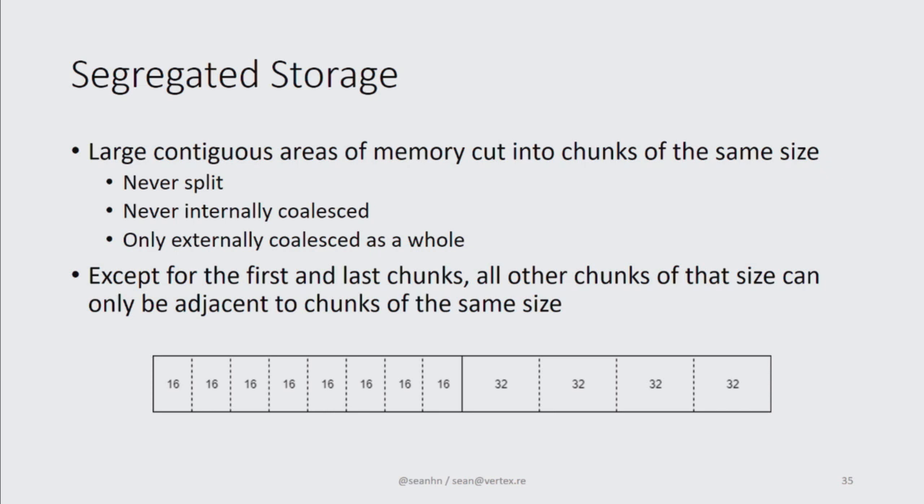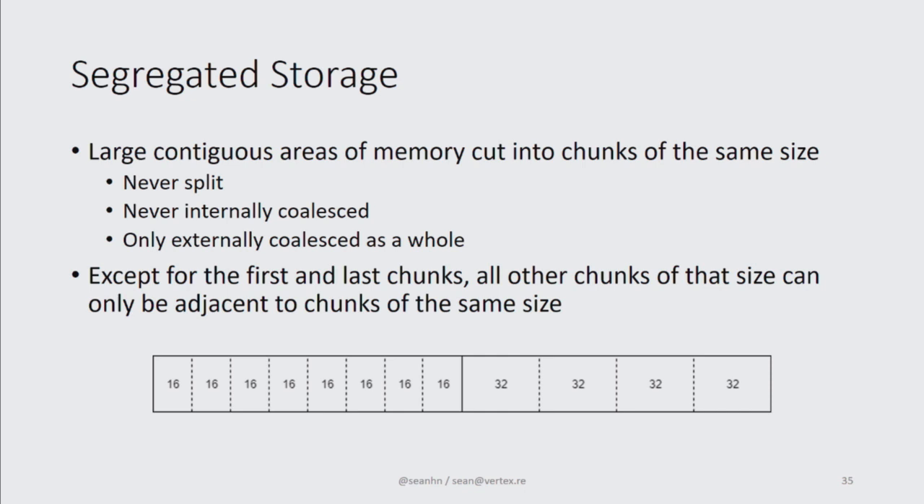So if you're familiar with allocator design, then you can switch off for the next minute or two. If you're not, segregated storage is an allocator policy where, when you receive an allocation request for a particular size, you allocate, say, multiple pages, and then you subdivide those pages into chunks of the exact same size, and you use those chunks to service future requests for the same size. The key point is these chunks are never split again. They're never internally coalesced, so they're never internally joined together to form a bigger chunk, and they're only externally coalesced as a whole, so you can only ever free all of them at once.